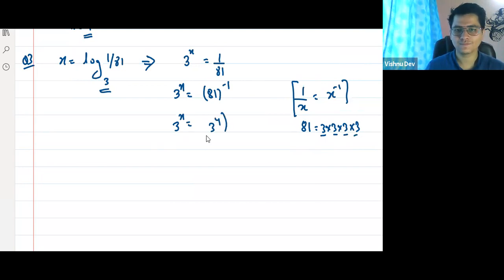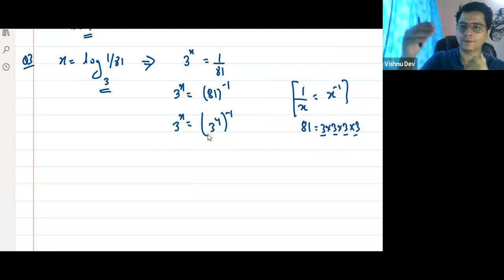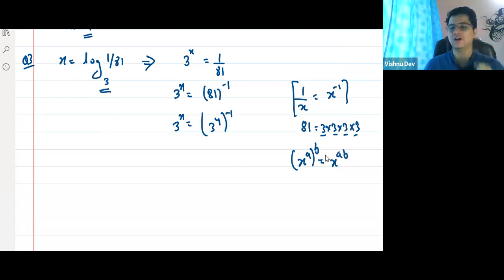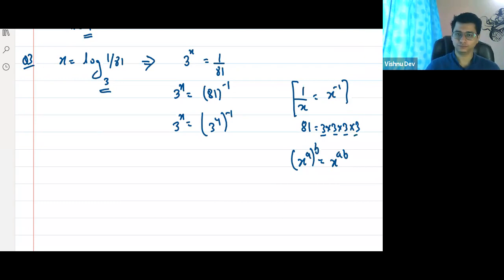4 into -1. So we know the property x to the power a whole power b is equal to x to the power a into b. Yes or no? Right. So now 3 to the power x is equal to 3 to the power -4. Now, easy? Tell me, x equals -4.